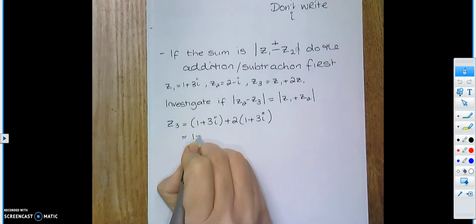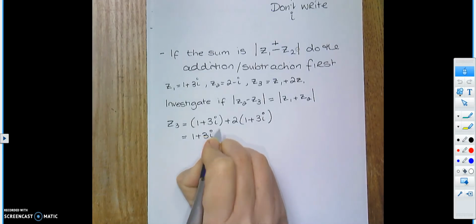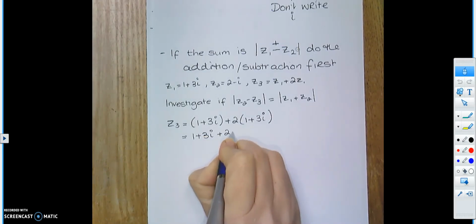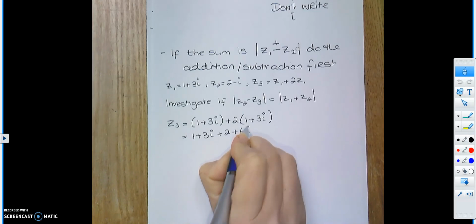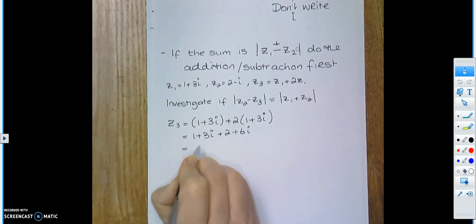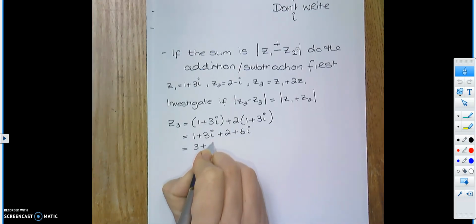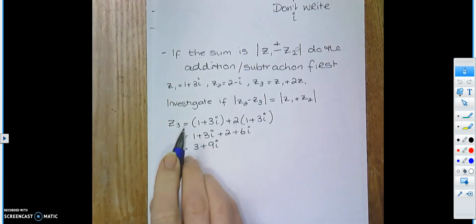Get rid of the brackets. So we've got 2 and we have 6i there. Tidy it up, reals with reals, we're getting 3 plus 9i. So that's z3.